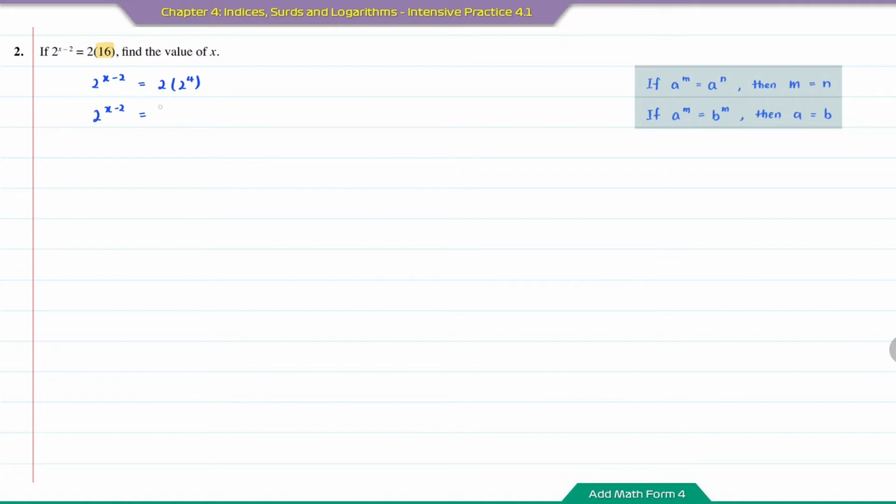So here this is a multiplication, so I just want to plus the power. So 2 to the power of 1 plus 4 is equal to 5. Now both sides are having the same base, so now we can just compare for the power. So x minus 2 equal to 5. So next, x is equal to 5 plus 2. Therefore, x is equal to 7.